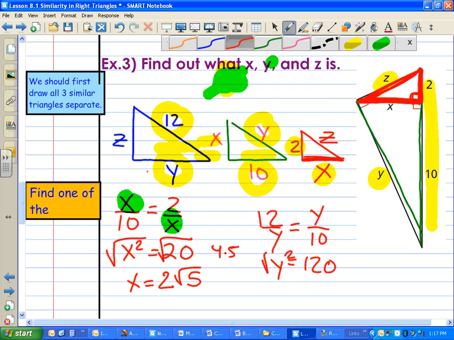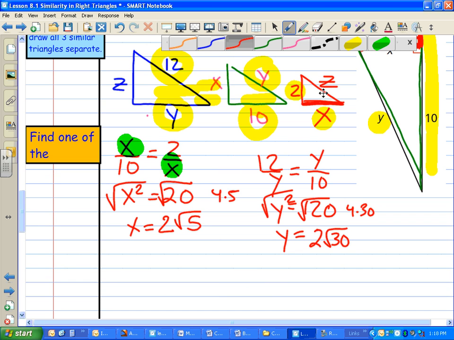Solve that. Square root, y equals square root of 120. What's that? Break that up by what? 4? 4 and 30. 4 times 30. Square root of 4 is 2. 2 rad 30. Okay. What's the last one here that we can do?